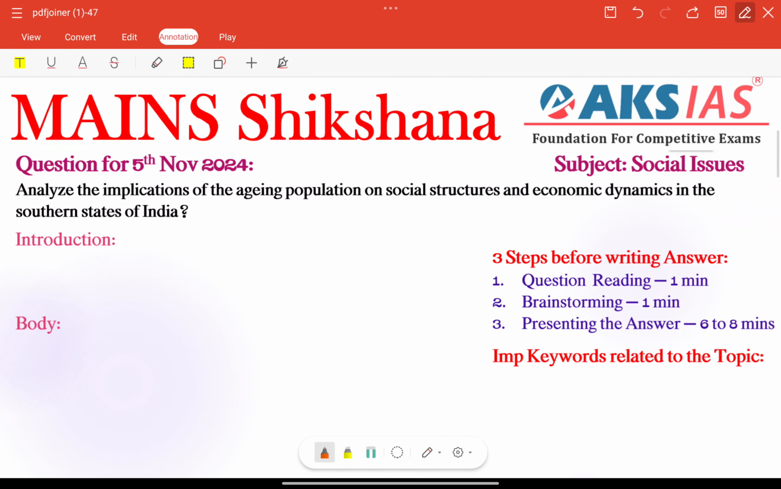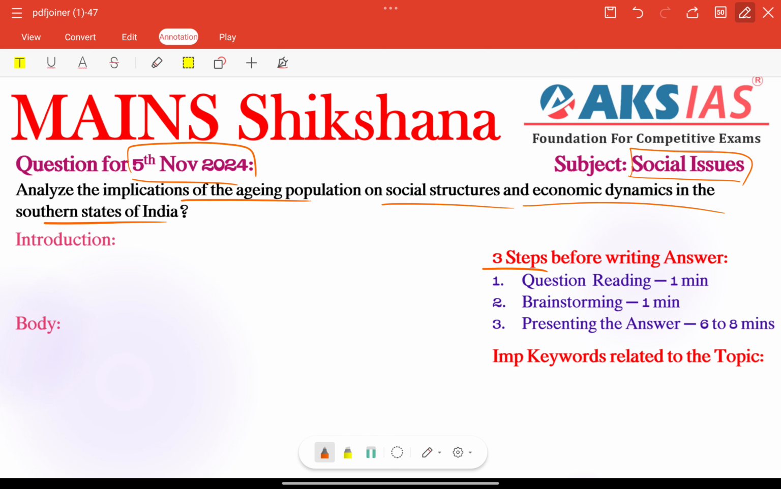Right, let's check today's main section of the free initiative question for 5th November 2024, related to the subject social issues. Analyze the implications of the aging population on social structures and economic dynamics in the southern states of India.